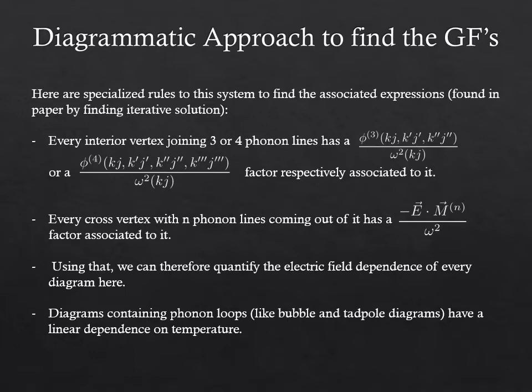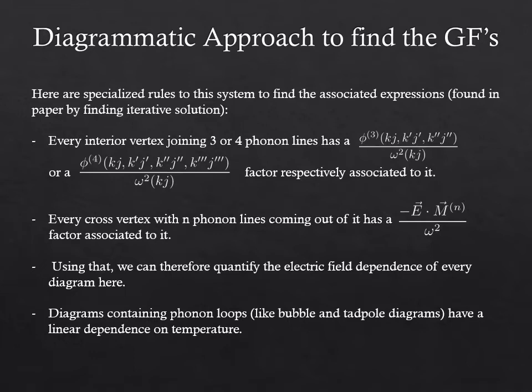But here, okay, so when you have multiple phonon lines joining up together, making a vertex, it corresponds to an interaction between those phonons, right? So if you have 3 lines joining or 4 lines joining, you obtain a factor of phi 3 or phi 4, respectively, divided by omega squared. The omega is just a consequence of the computation here.